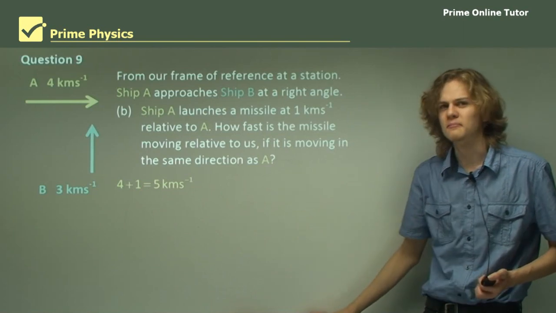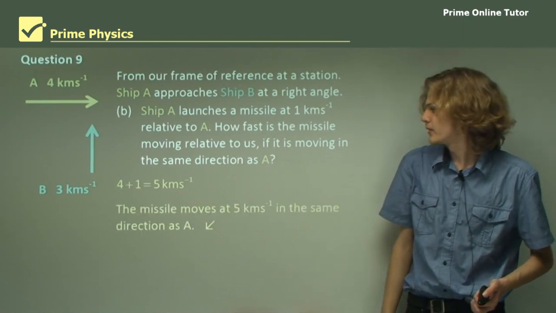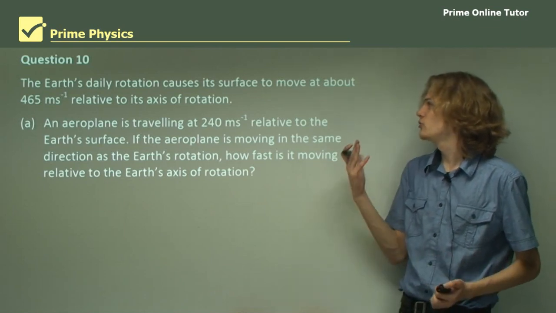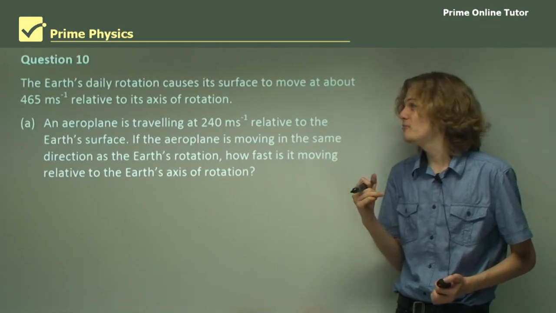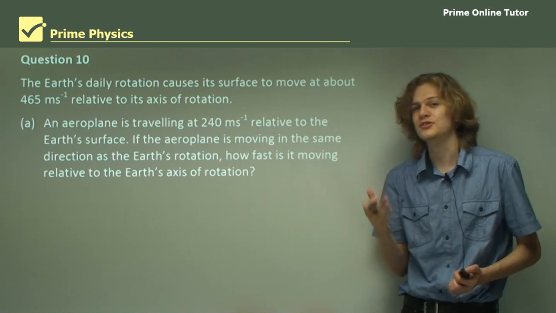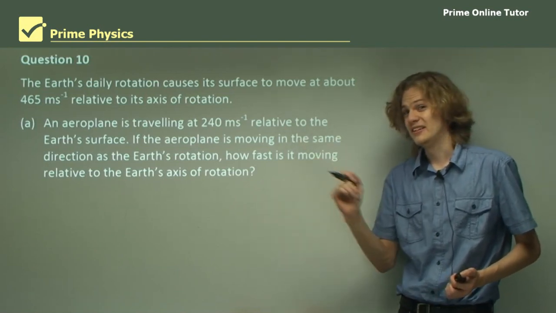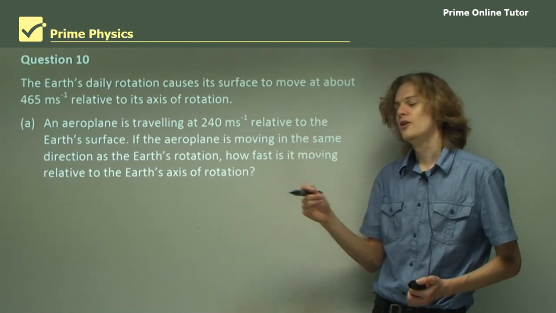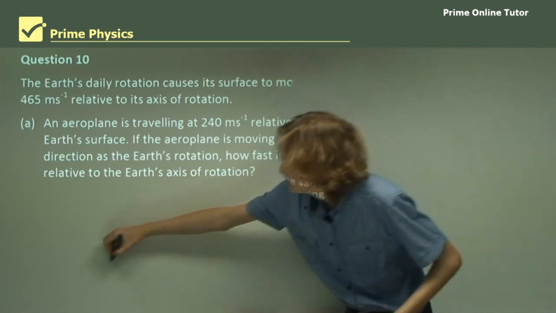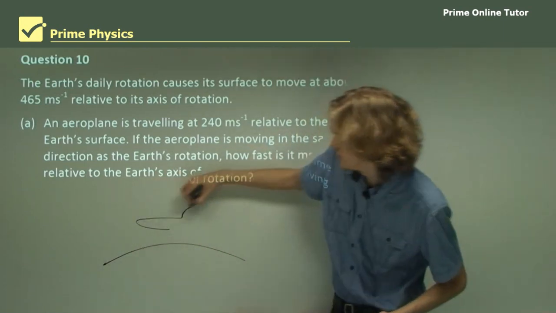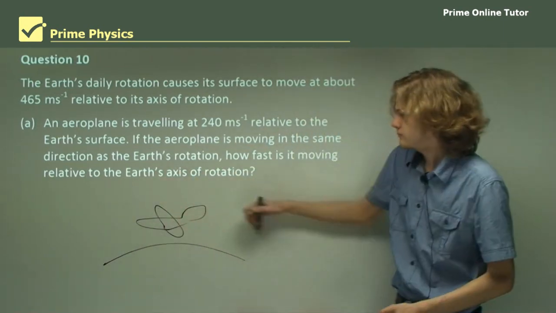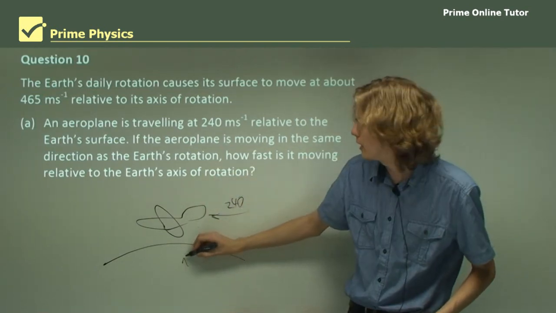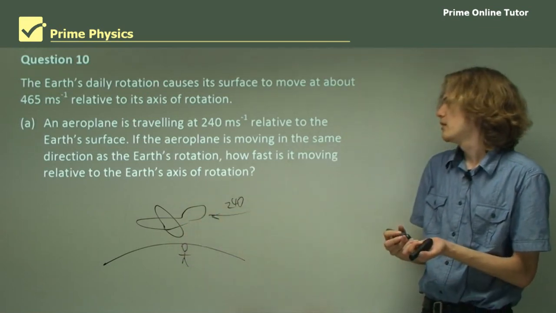Now, on to the last question. Question 10. The Earth's daily rotation causes its surface to move at about 465 meters per second relative to its axis of rotation. It's pretty fast. So, part A. An aeroplane is traveling at 240 meters per second relative to the Earth's surface. So, here's the Earth's surface. Here's the plane, traveling at 240 meters per second relative to us standing still on the ground.